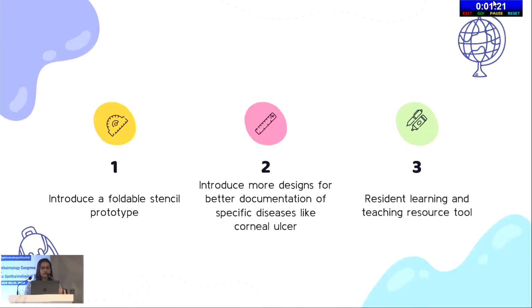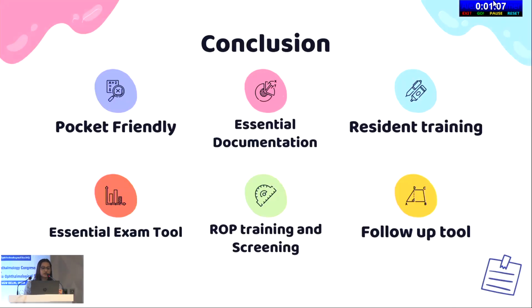So we would want to come up with a more foldable stencil type of prototype, and introduce more designs which can be specific for any disease, like for a corneal ulcer, come up with shapes and sizes showing DM folds or probably edema and epithelial defect. So it's a pocket-friendly, essential documentation tool for resident training, an essential exam tool, for ROP training and screening, and a follow-up tool. Thank you.